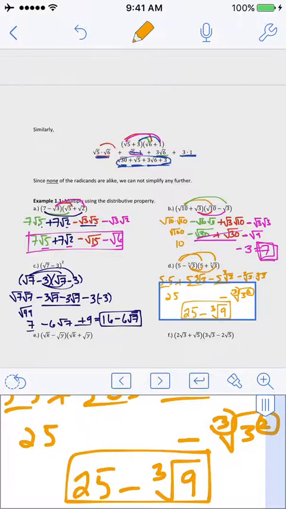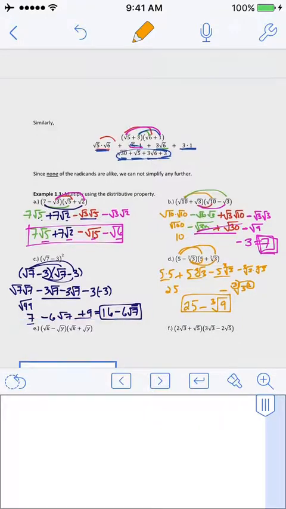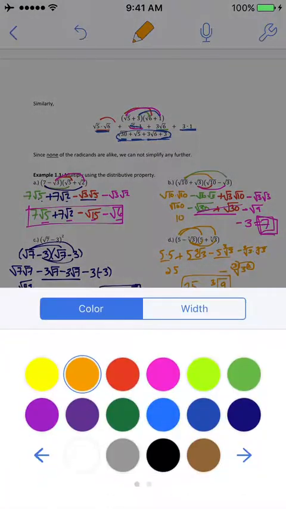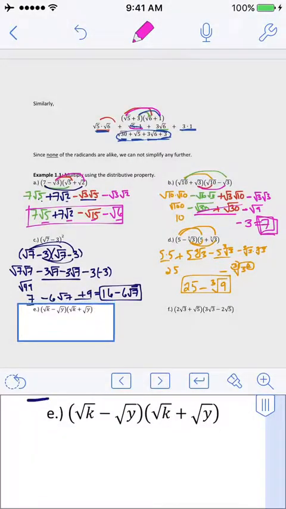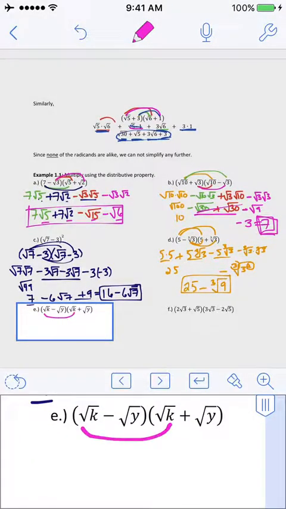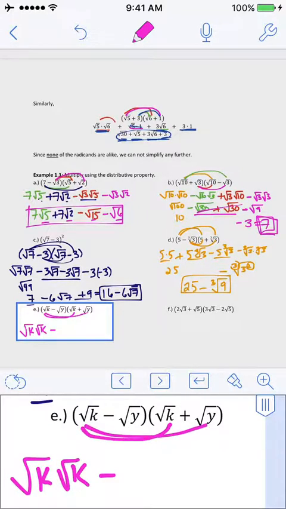Okay, let's keep going. Try another one. This one is all squares, so hopefully the difference of squares will actually apply. But let's try it out just in case. Those two multiply, you get square root of k, square root of k. And now we'll do those two. Positive, positive, square root of k, square root of y.